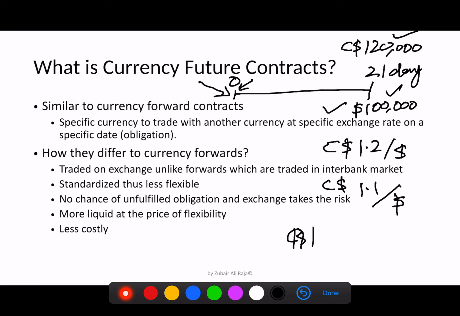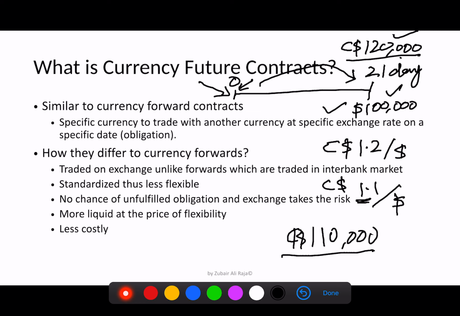So you can clearly see there is a loss of 10,000, because if you would have entered into the contract and hedged your position, you would have gotten 120,000. But if after 21 days you wait, and your asset currency depreciates, you will only receive 110,000, which is 10,000 less compared to what you would have got if you had hedged your position. So the purpose is the same, in short, for both the future contracts and the forward contracts.